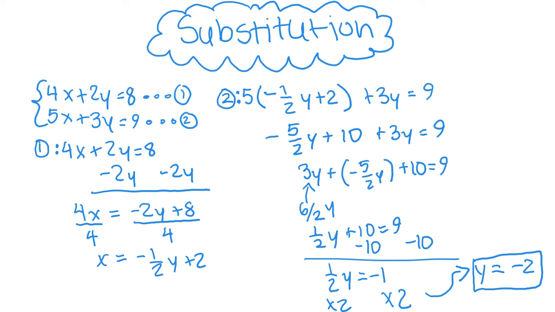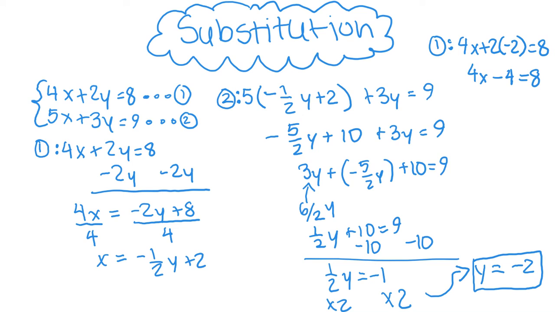Since we're substituting y equals negative 2 into number 1, it's 4x plus 2 times negative 2 equals 8. And so 2 times negative 2 is negative 4, because 2 times 2 is 4, times negative 1 is negative 4, equals 8.